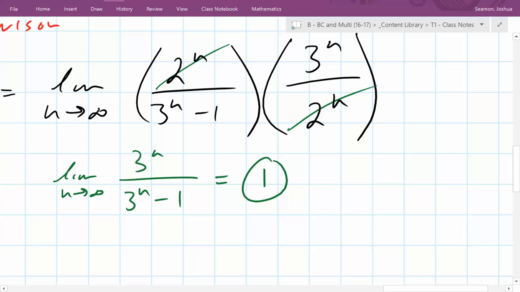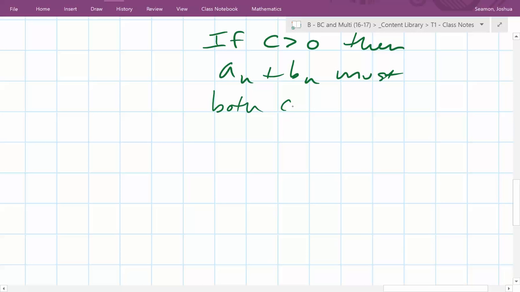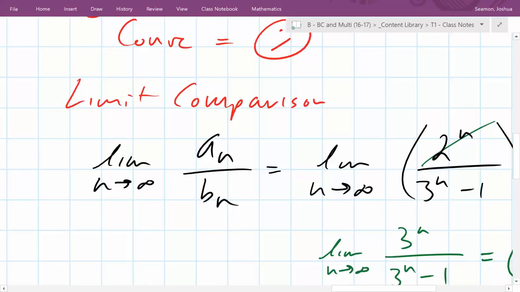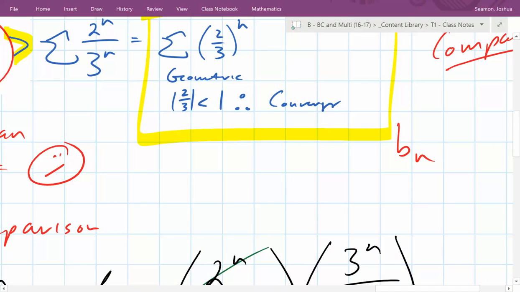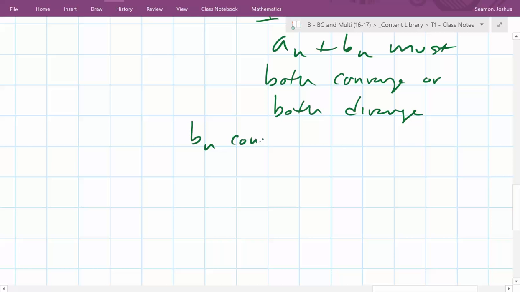It says that if c is greater than 0, then an and bn must both converge or both diverge. But what do we know bn does? We know that bn converges, right? In this case, bn converges, so therefore an converges.